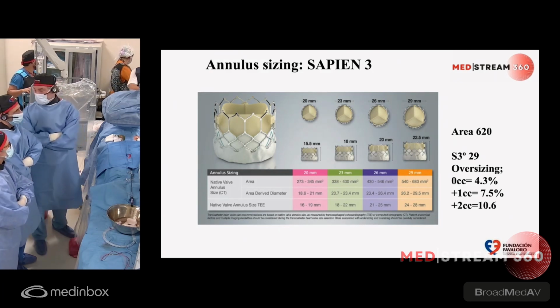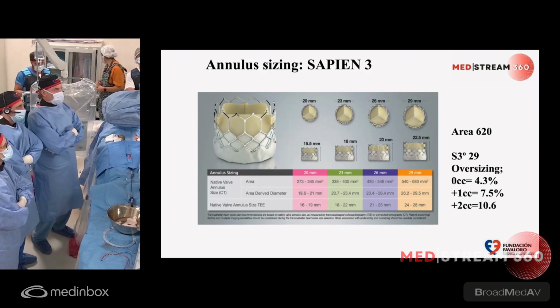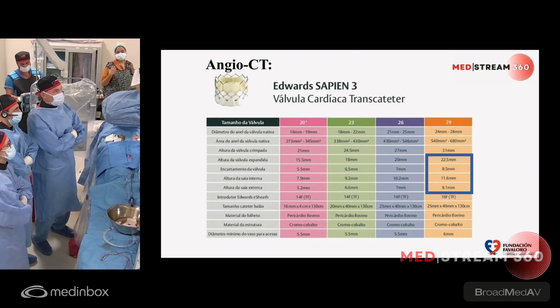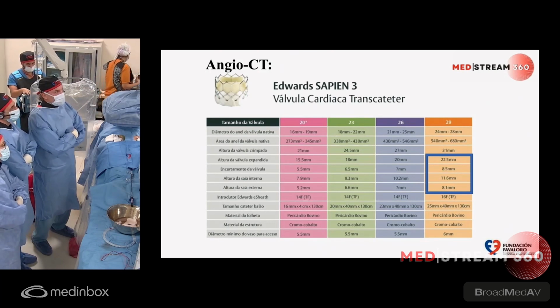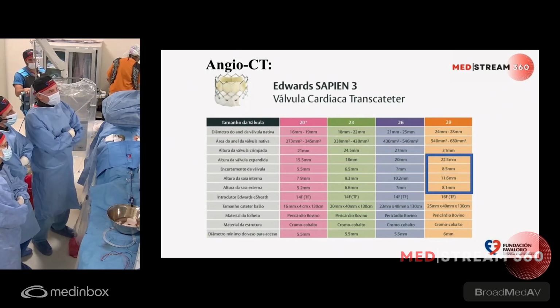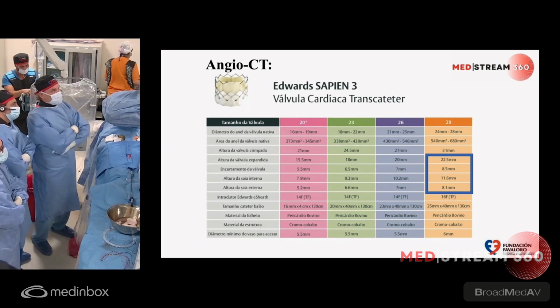So we have chosen to go 2 cc more than nominal for this case. So here is the valve when it's crimped. The length of the valve is 30, but after the full dilatation, it's going to be 24, with probably 11 or 12 above the annulus, another 8 millimeters below the annulus or intra and below the annulus.